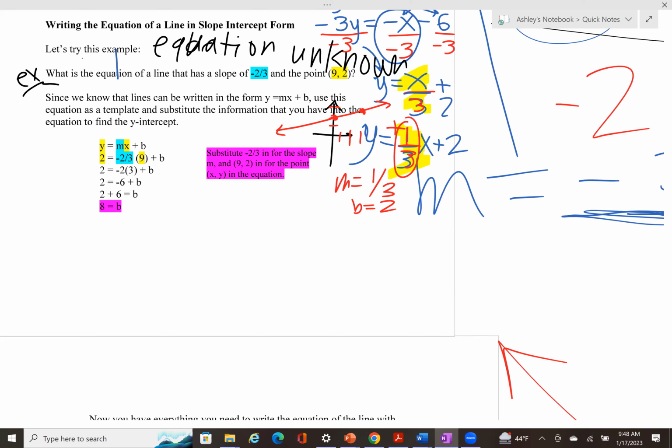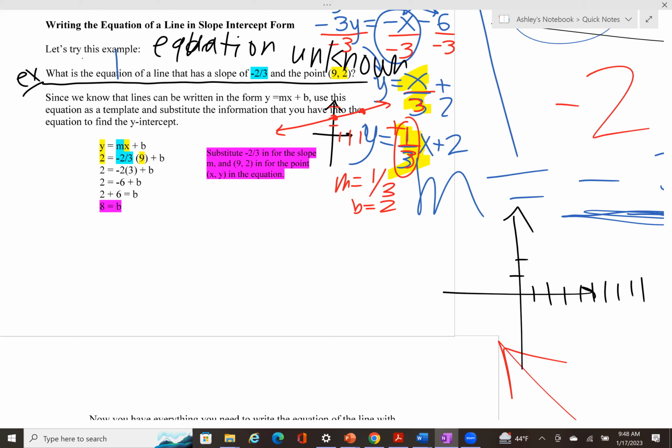Here's an example. What is the equation of a line that has slope -2/3 and goes through the point (9, 2)? I could graph it. I wouldn't need to find the equation if I just wanted to know what the graph looked like. I could just draw the point (9, 2): 1, 2, 3, 4, 5, 6, 7, 8, 9, and 1, 2. There's one point on the line, and then I slope negative 2/3. So from there, I'm going down 2 and right 3. That's what the graph looks like.